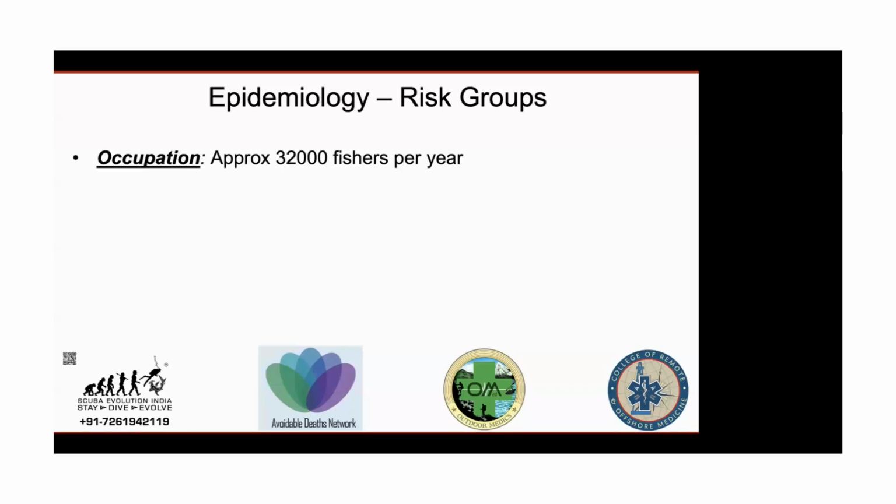Approximately 32,000 fishers die per year, and this is all due to drowning related deaths. Again, primarily because if you're looking at people whose occupation takes them on a boat, takes them onto a water body, you have a large number of fishers. This is again a global number. You have a large number of people who operate on the ocean, boat captains.